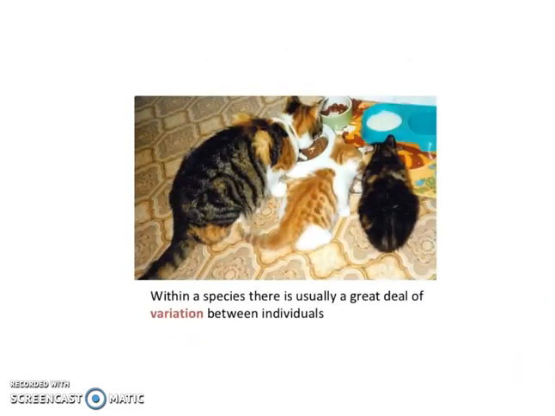For example, within a species there can usually be a great deal of variation between individuals. Right now, you can see three different cats shown. They belong to the same species, but there is a great deal of variation between each individual. Each individual looks very different from the other, although they belong to the same species, the cat species. But still, there are a lot of differences in them.